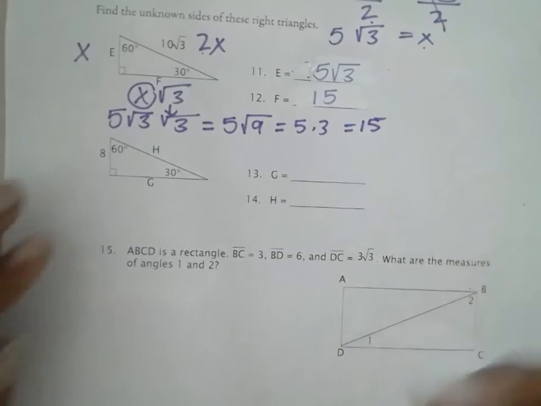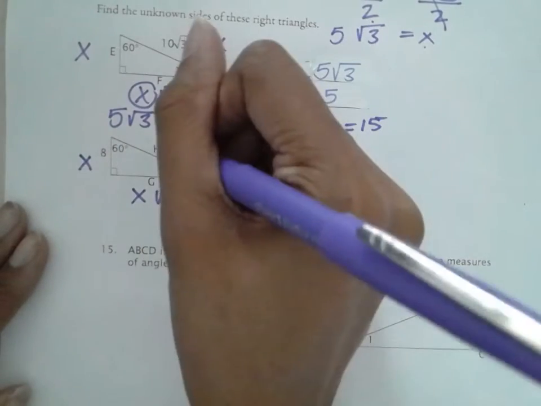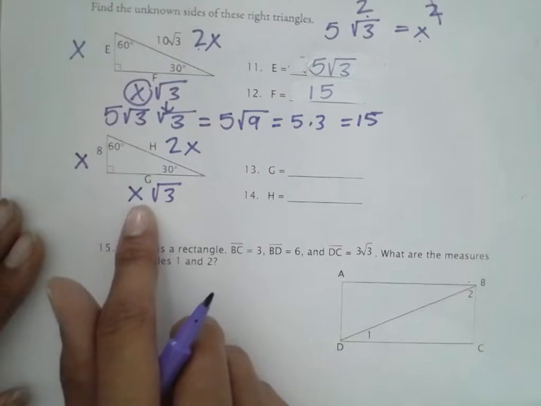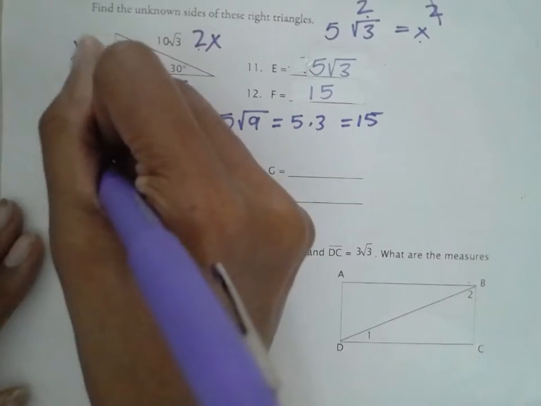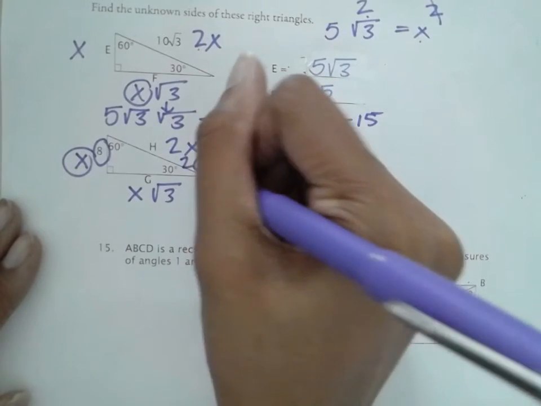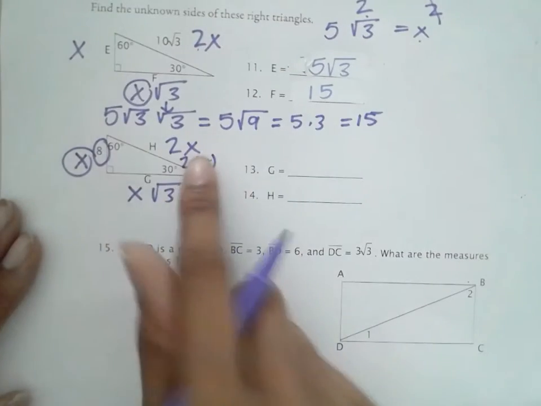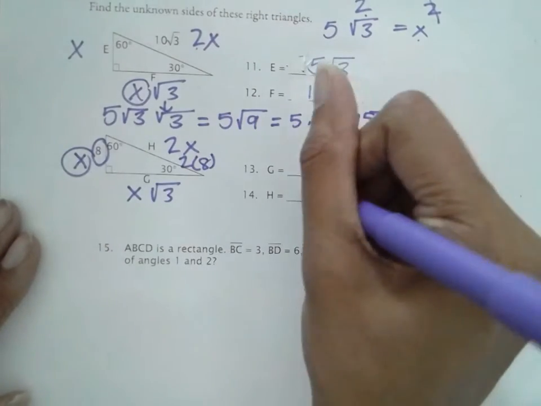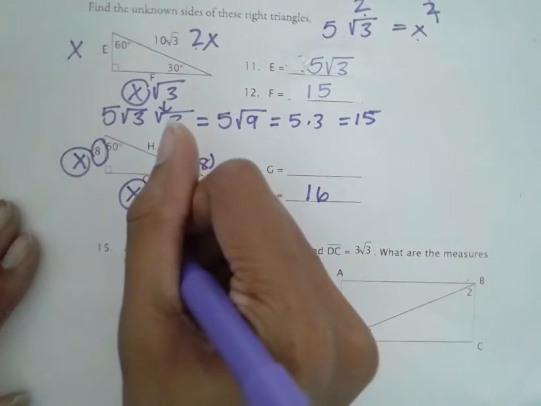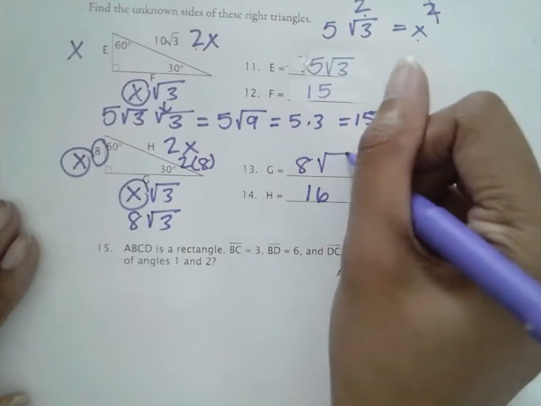Okay, so let's just take some practice. So I'm going to put x square root of 3, 2x. So we need to find our hypotenuse and our long leg. So it's nice and easy when you have your short leg because you can just plug in that short leg. So 2 times 8, so 2 times my short leg is 16, so that's h. And then here I can just plug in my short leg, that's going to be 8, and bring down that square root of 3. So then g is 8 square root of 3.